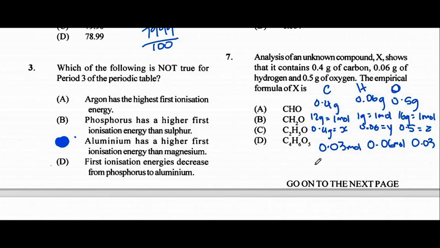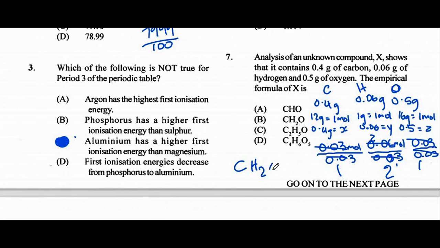Now divide everything by the smallest number of moles, and in this case it's 0.03. So 0.03 into 0.03 is 1. 0.03 into 0.06 is 2. And again, 0.03 over 0.03 is 1. So we have CH2O, because 1 carbon, 2 hydrogens, and 1 O. So the answer for number 7 is B, as in boy.